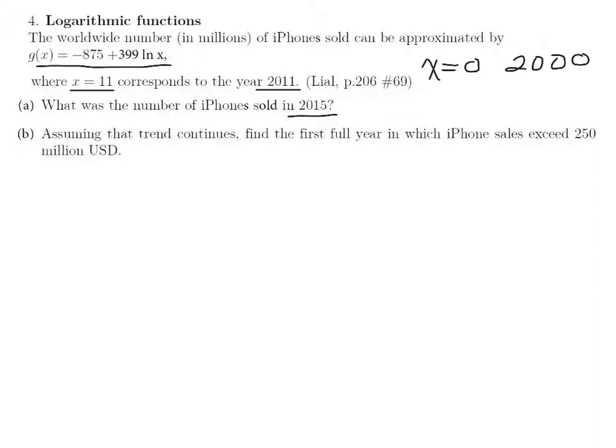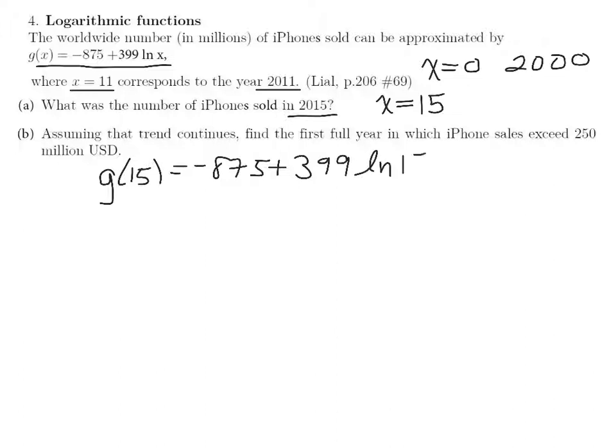So we know that the year 2015 is 15 years from our base year of 2000. So x will be 15. For part A here, we're just substituting x = 15 into this function. So g(15) = -875 + 399 ln 15.